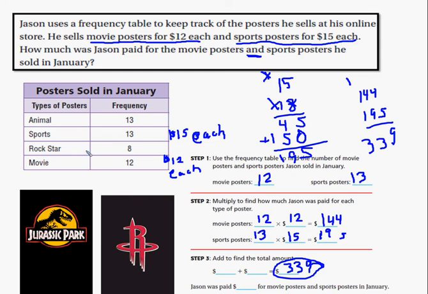So this is a very useful way of organizing data. I was able to pretty easily figure out how much money he made from these types of posters, as long as I know how much they were worth. So this pretty much covers 15-1 and 15-2, making frequency tables and using them.